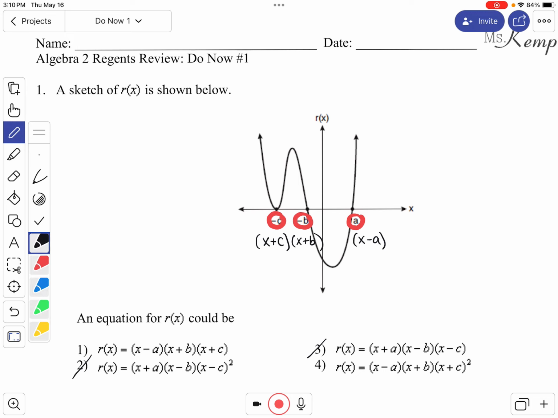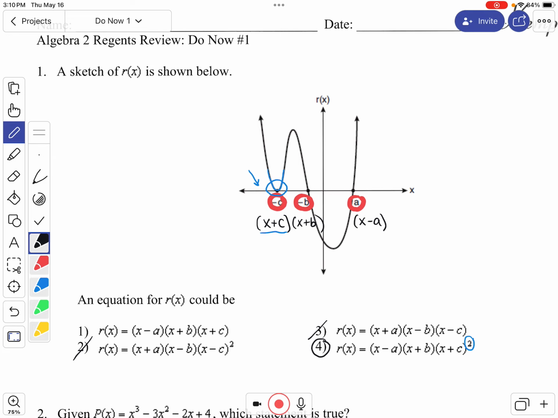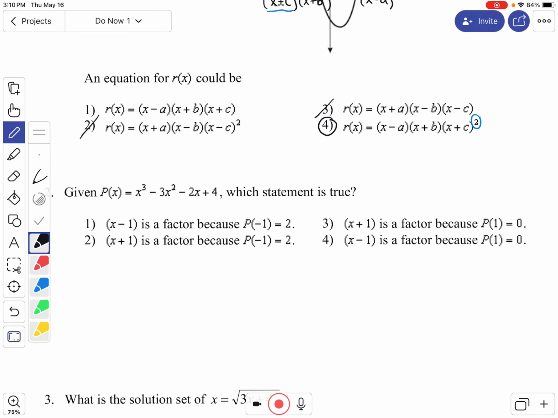Now also we have here what's called a bounce. A bounce is when it kind of bounces off the axis and then goes in the same direction. So a bounce is going to have a squared at the factor, and there is your squared right there, so your answer is choice 4. Okay, moving on to your second one.